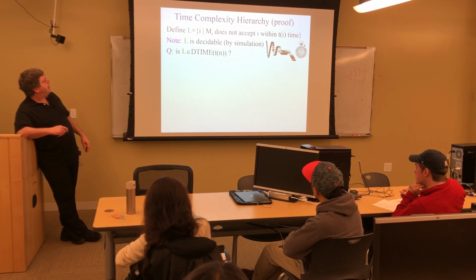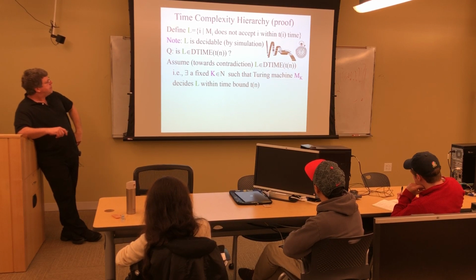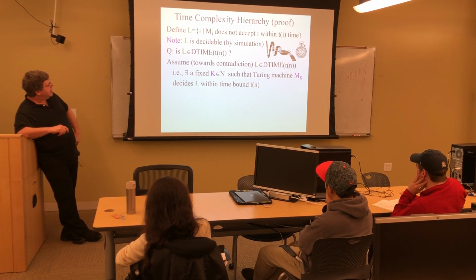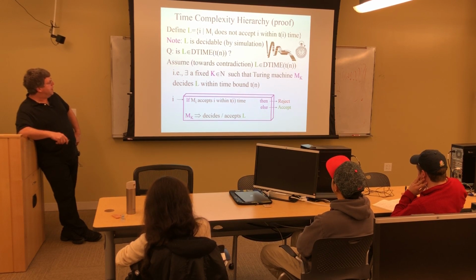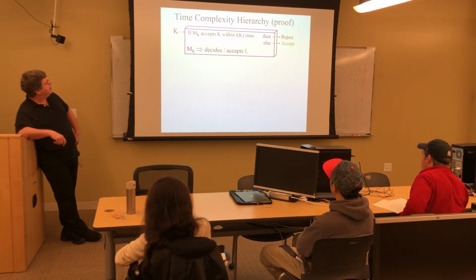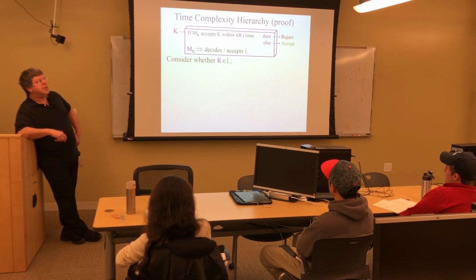Why is the language L not in deterministic time t? Because we'll assume towards contradiction that there exists some Turing machine, call it m sub k, with index k in this canonical ordering. That machine m sub k decides L, and does it within time t. Okay? Once you have this machine m sub k that decides L, what we're going to do is take this machine, which I just copied over here at the top of this slide so you don't have to go back and forth between the two slides. Take this machine m sub k that decides L and feed its own index to itself.